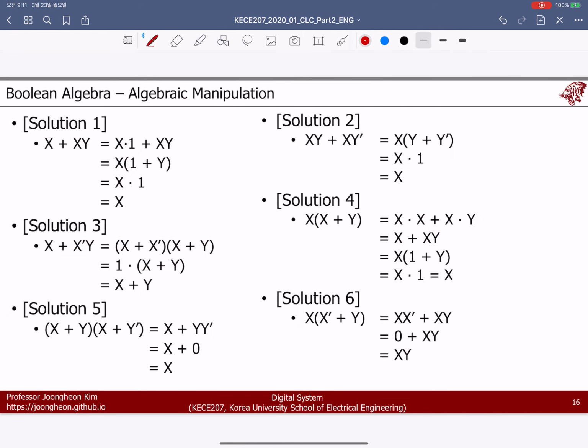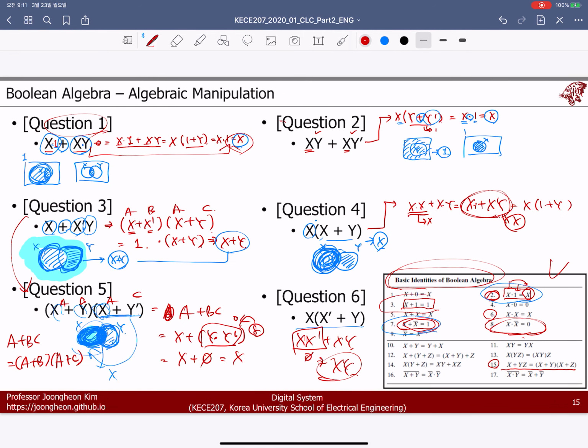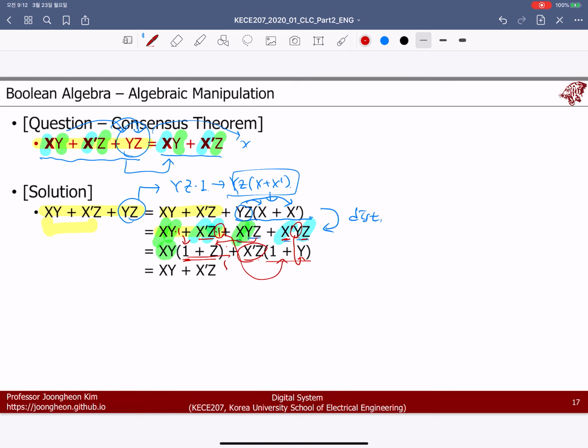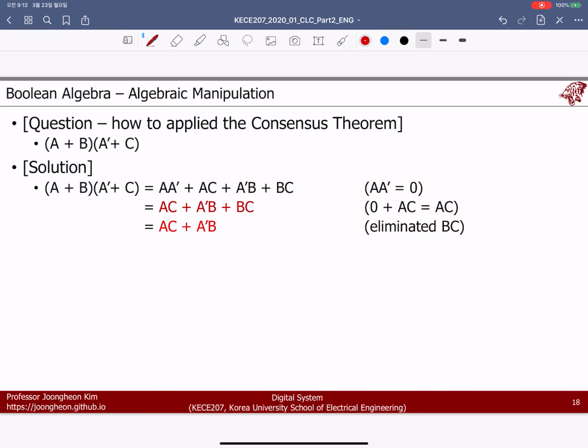Now by number 3, when you have something plus 1, it becomes 1. That's why this becomes 1, this becomes 1. So when you are doing the AND gate with 1, then it disappears. That's why you only have xy and x prime g, and that's it. You prove this one, okay? So this is the application of this consensus theorem, okay?